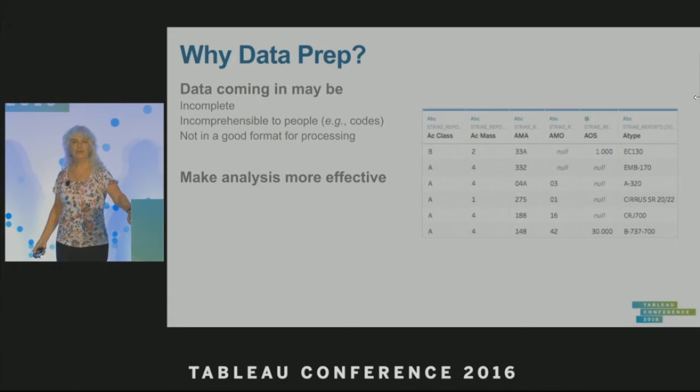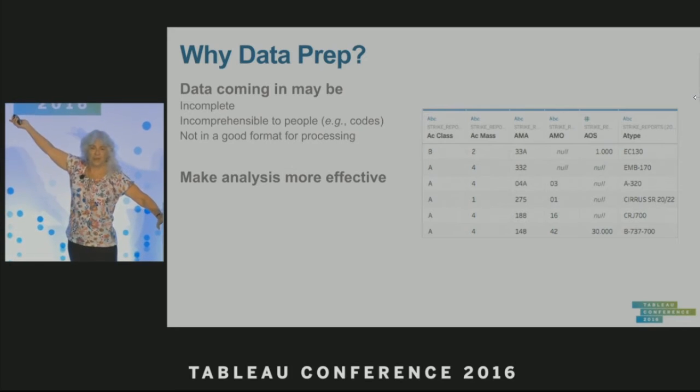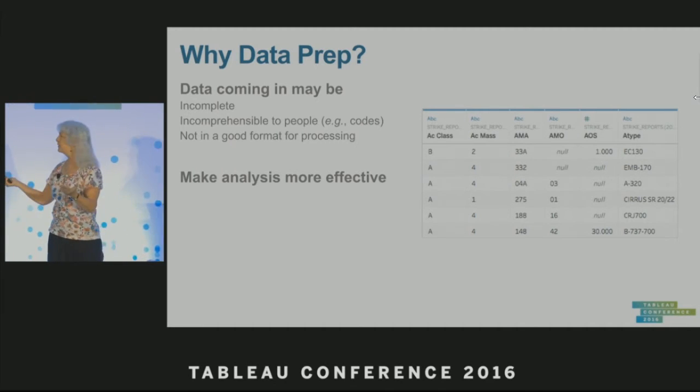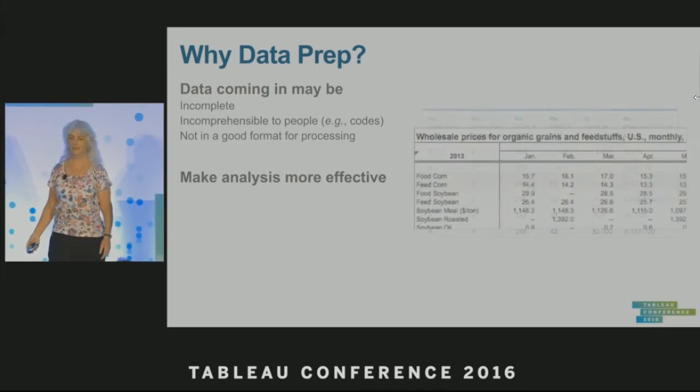The data coming in might be incomprehensible. In this example, what do those field names mean? I have no clue. The values in the fields, those are codes. Those are useless to us unless we do some kind of a translation, more data prep.